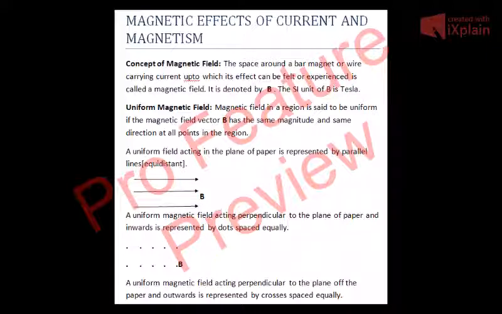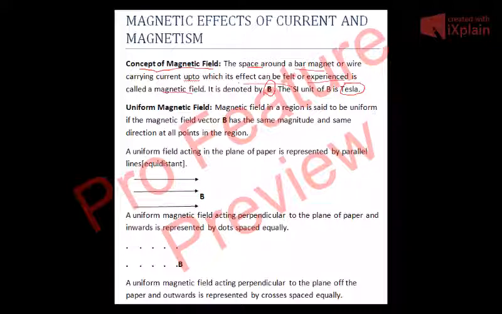Before discussing that, let me give you the concept of magnetic field. As you have already learned about magnetic field in class 10th, the space around a bar magnet or a wire carrying current, up to which its effect can be felt or experienced, is called a magnetic field. And you know that this magnetic field is denoted by B, and the SI unit of magnetic field B is Tesla.